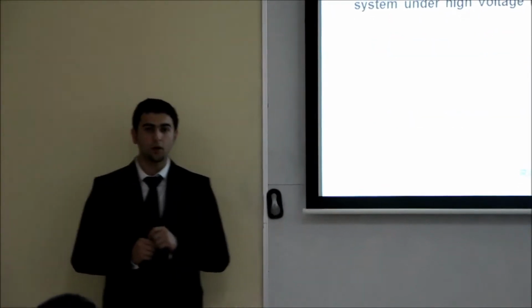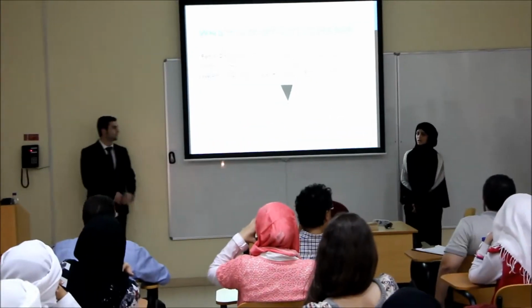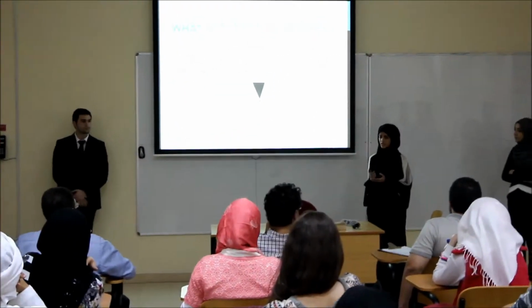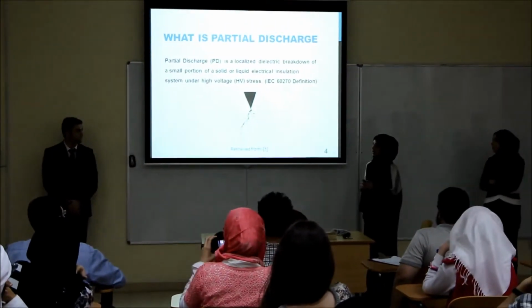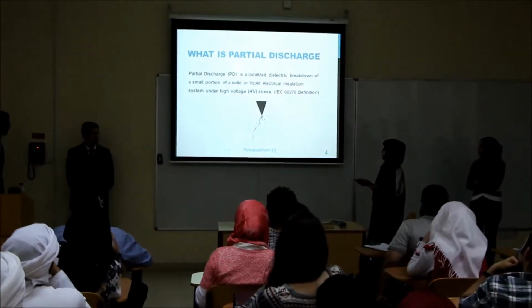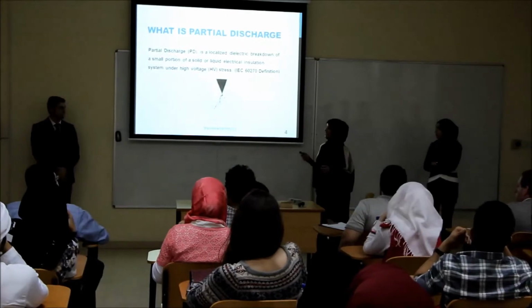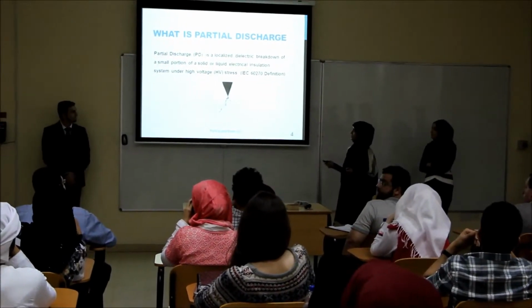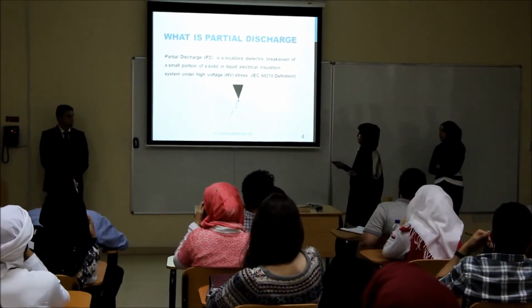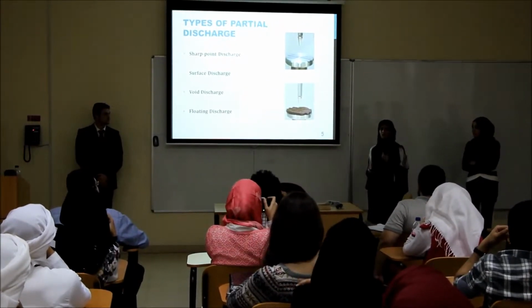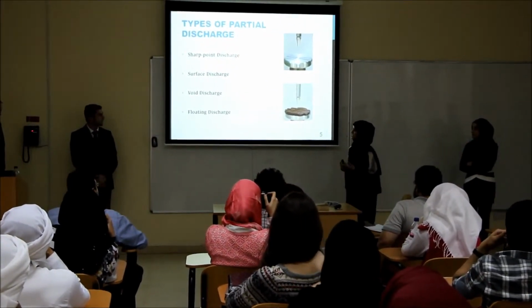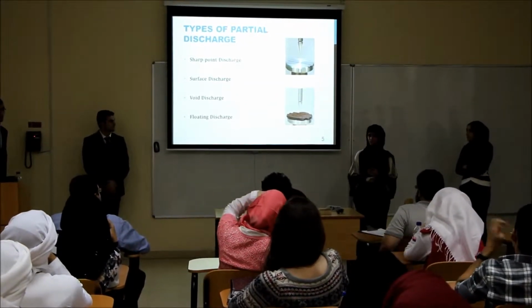And now I leave you with my colleague Maryam to continue the literature. Thank you, AbdAlmonam. Now, before discussing the partial discharge detection methods, the question is, what is partial discharge? According to the IEC definition, partial discharge is a localized dielectric breakdown of a small portion of a solid or liquid electrical insulation system under high voltage stress. There are several types of partial discharge. However, we mainly considered four of them: sharp point, surface, void, and floating discharge.